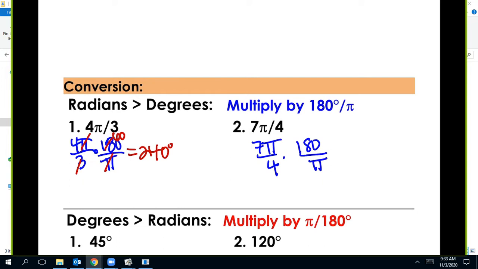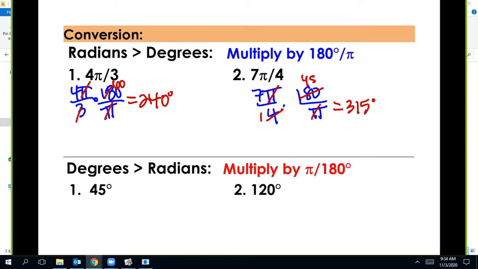And so we will cross these off. And then this one is a little bit harder, but 180 over 4 is 45. So you can use a calculator if you like, and then 7 times 45 is 315 degrees.